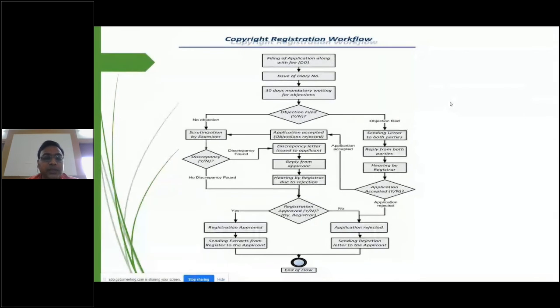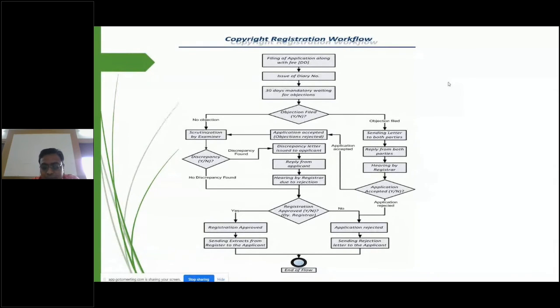So do not copy and paste others' material and copyright it. Keep it original and originated by you. After that, the scrutinizing officer, if there is a discrepancy, will send you a discrepancy letter. You have to resolve the discrepancy within a 30-day period. After you resolve all the discrepancies, the registration officer approves the copyright. This is the procedure. It's a very simple procedure for the copyright.